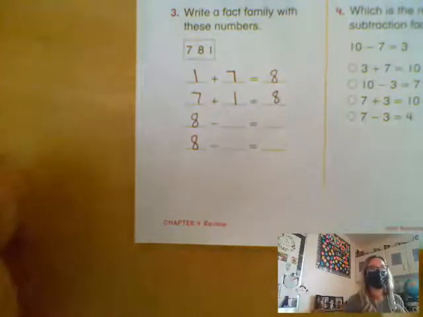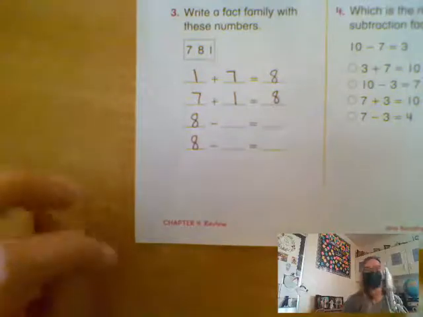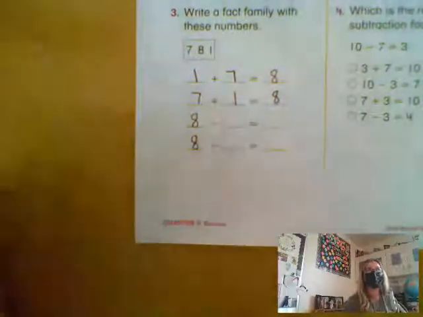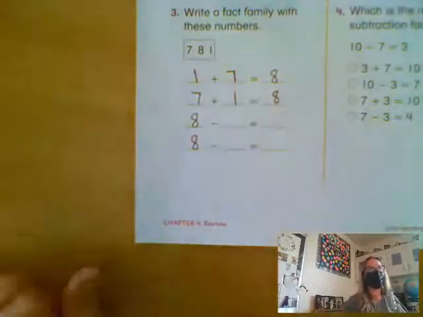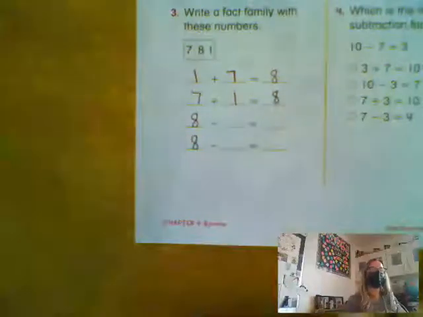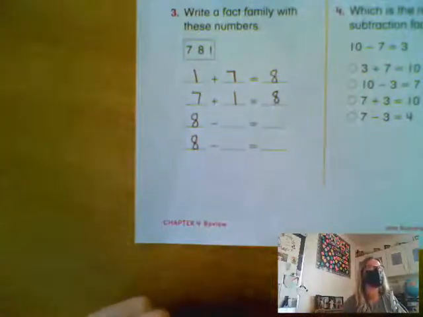Always. No exception to that rule. In a fact family, your two subtraction sentences will always start with your biggest number. Period. So, what is one subtraction sentence I could write for this fact family that would make it true?